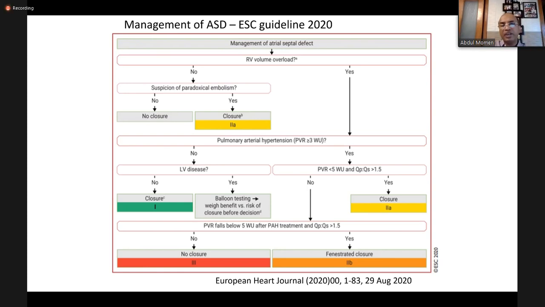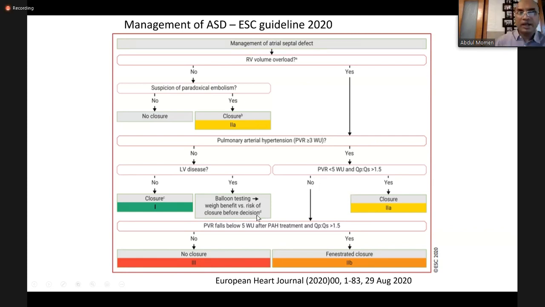What happens if the PVR is more than 3 Wood units? Is it less than 5 or more than 5? If it is less than 5 Wood units and Qp/Qs is more than 1.5, yes, close it. And if PVR falls below 5 after PAH treatment and the Qp/Qs ratio is still 1.5:1, if PVR decreases to less than 5, then fenestrated closure of ASD.